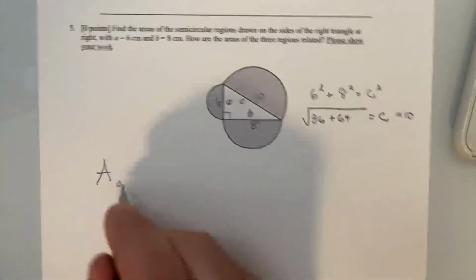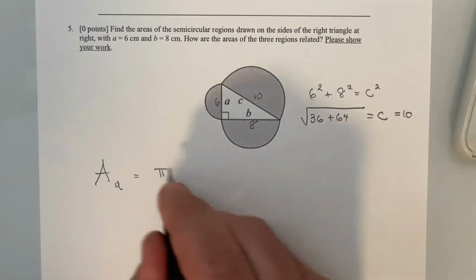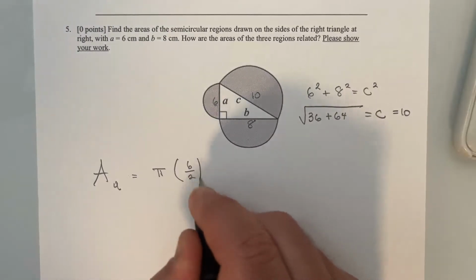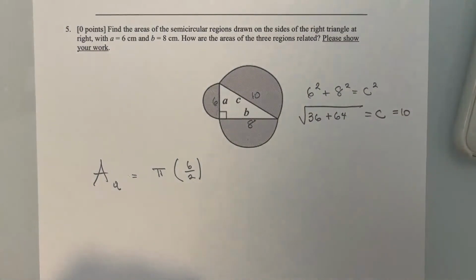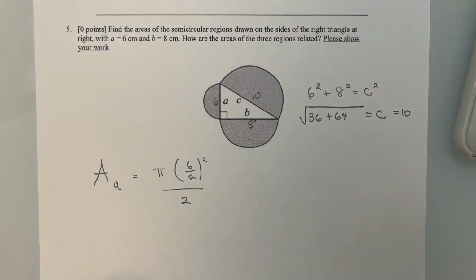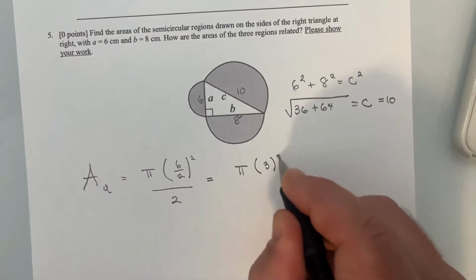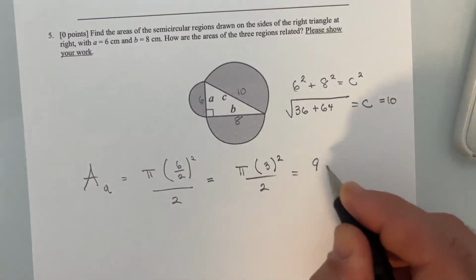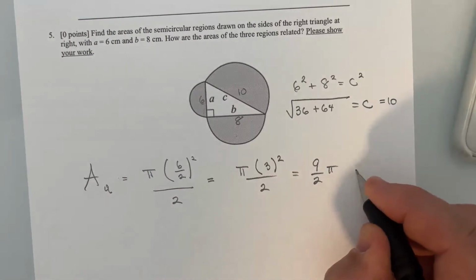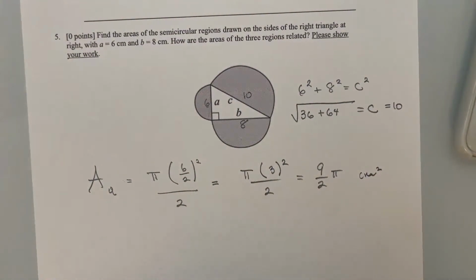So area of circle A, maybe I'll call it, will be pi times 6 over 2, squared. I'll just show that work, but I could do that separately. But then I cut that in half as well, because there's only half of the circle. So this is the same as pi times 3 squared and then all over 2. So I'd be able to say 9/2 pi square centimeters for that part.